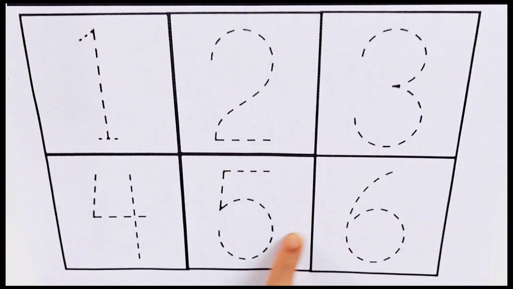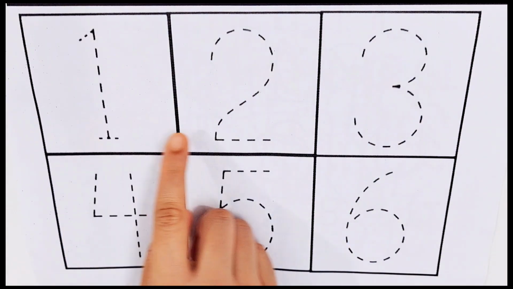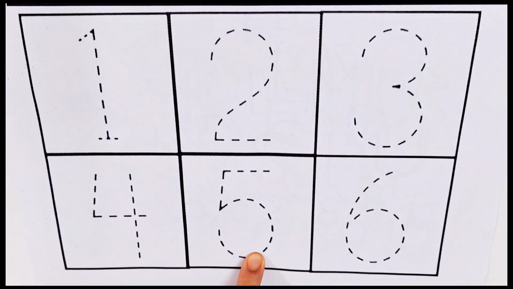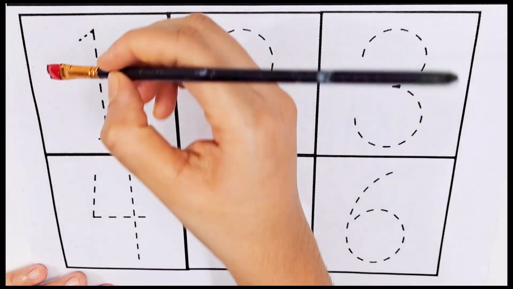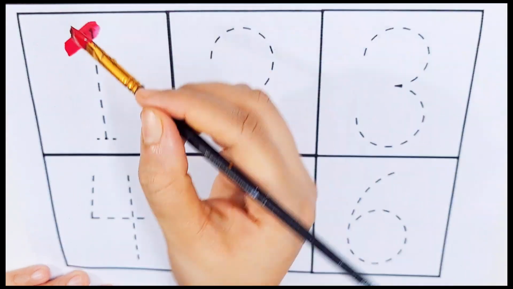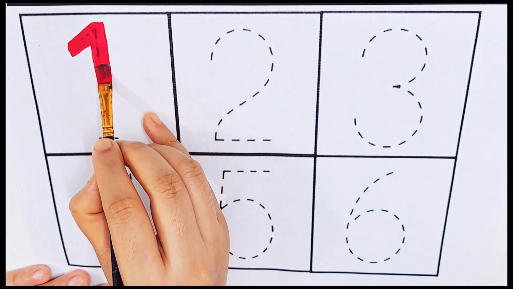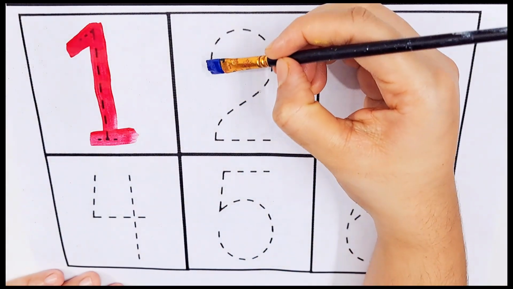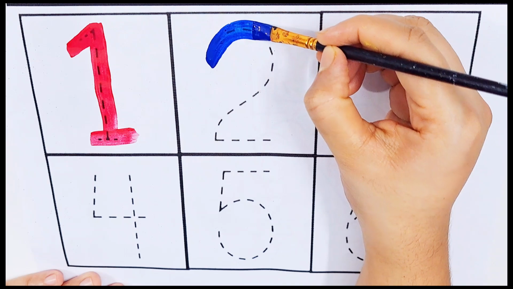Let's try to count some numbers. Number 1, number 2, number 3, number 4, number 5, number 6. Number 1. Number 2.